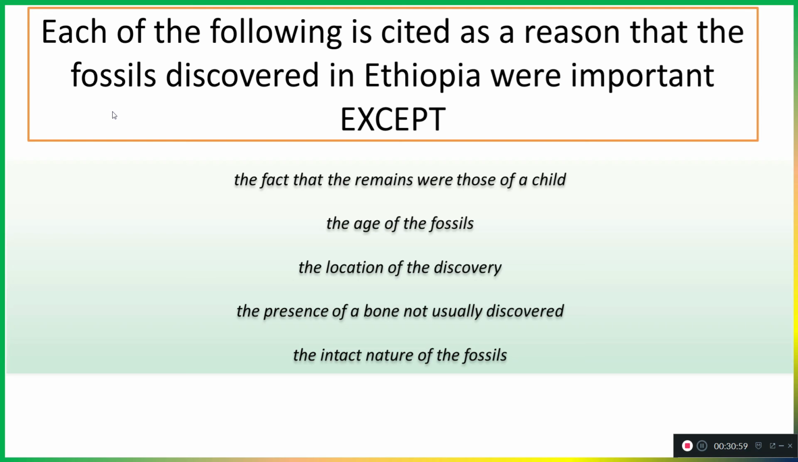And when I talk about the question, each of the following is cited as a reason that the fossils discovered in Ethiopia were important, except, that means which of the following reasons say that the fossils were important? Now, guys, it is a very easy question if we simply take care of one particular thing, which is what are those options that are explicitly stating that because of this, the fossil is important. First, the fact that the remains were those of a child. Absolutely. Alemseged said that. The age of the fossils. Yes, absolutely. They have mentioned that it is very old.